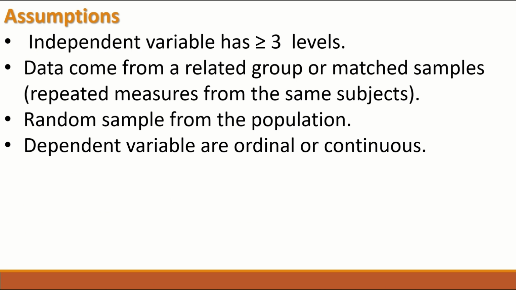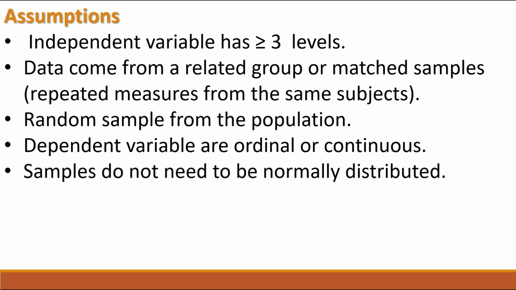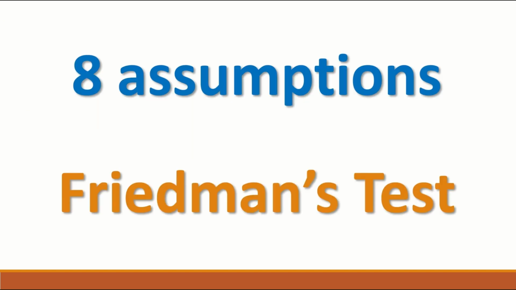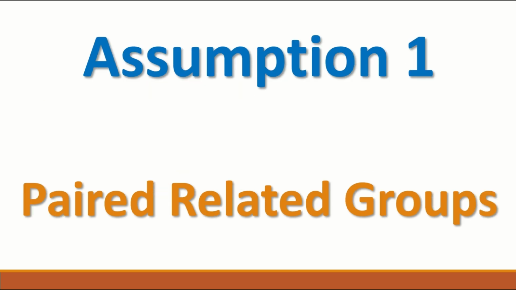An ordinal variable is a variable that is categorical, but there is an order in the categories, such as the 5-point Likert scales that are commonly used for surveys and questionnaires. Or the data can be on a numerical scale, continuous, but lacks normality. So the sample does not need to be normally distributed. This test is designed for data that are not normally distributed. There are 8 assumptions that have to be met before performing the Friedman test.